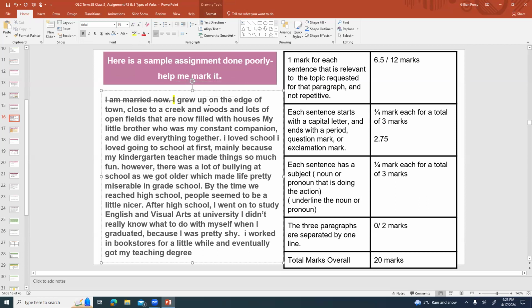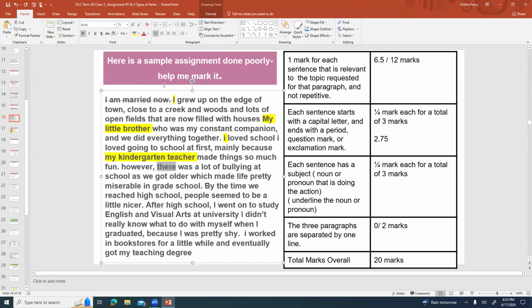I grew up on the edge of the town. My little brother is the subject of the next sentence. You could just do brother. I'm going to do the whole thing just because it's kind of easy to do. I loved school. At first, mainly because my kindergarten teacher made things so much fun. I could do my kindergarten teacher. It's also a subject. It's a subject of the second part of the sentence, but it's okay if you don't catch that.